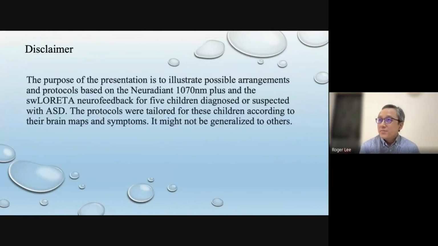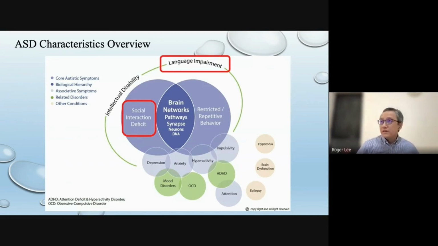The disclaimer: the purpose of the presentation is to illustrate possible arrangements and protocols based on the Neuradiant 1070 nanometer plus and the swLORETA neurofeedback for children diagnosed or suspected with ASD. The protocol will be tailored for these children according to their brain map and symptoms. It may not be generalized to others. So we'll be quick for the review.